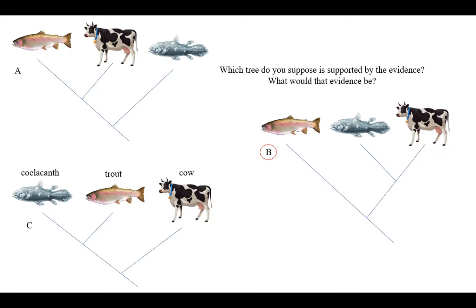Yeah, Gary. DNA. You could take that coelacanth's DNA and that trout's DNA and that cow's DNA. Like I said, you can do their mitochondrial genomes. Sorry, you could do their nuclear genomes. You could synthesize that and get an idea of their relationships, and you're going to get that pattern. So DNA, comparative anatomy. What else?